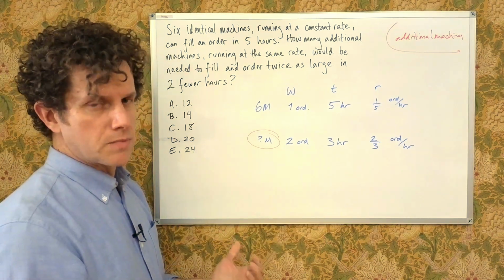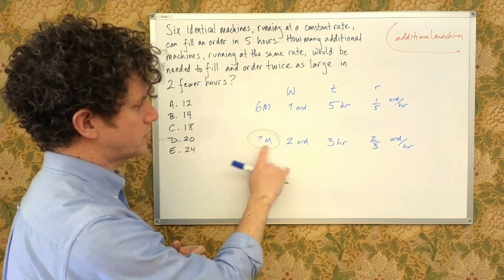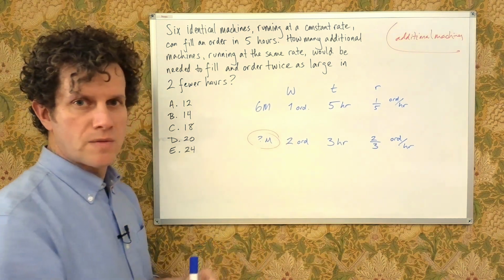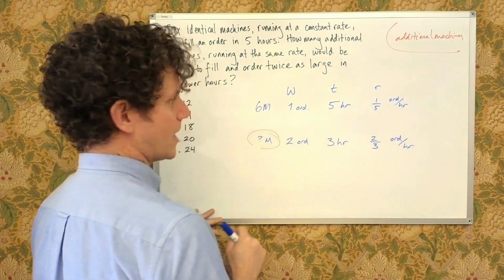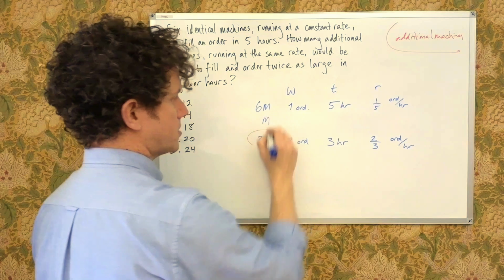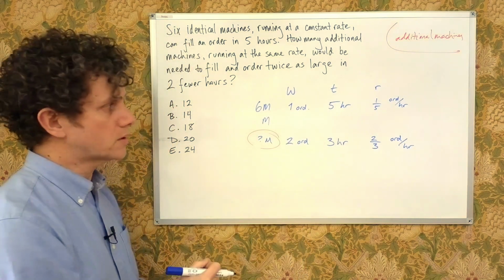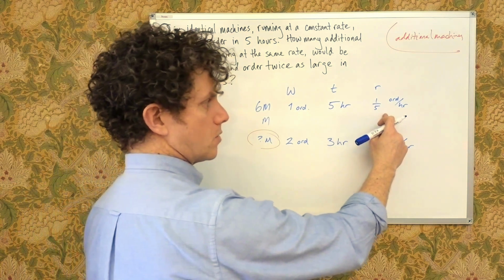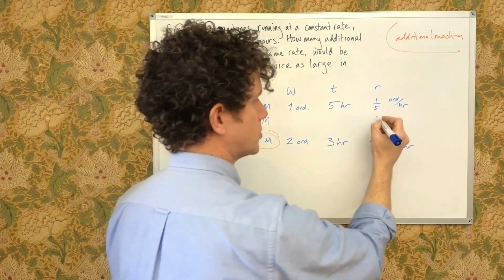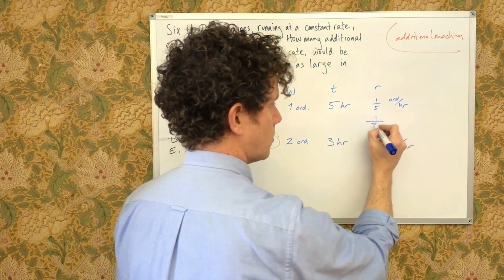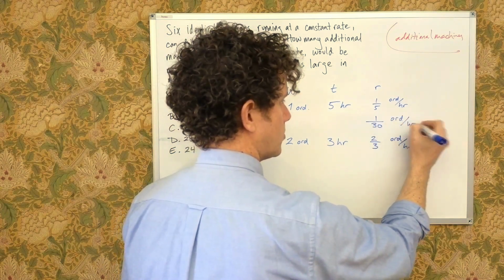So pausing to problem solve, how do we get here? We need to know our number of machines together. So we need to think about machines separately. If 6 machines work that quickly, then a single machine is contributing 1/6 of the work. It's doing 1/6 of a fifth of an order per hour. A single machine does 1/30 of an order per hour.